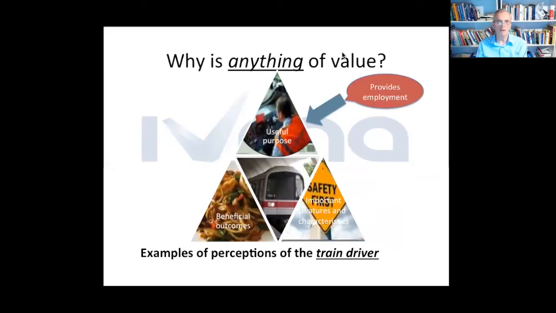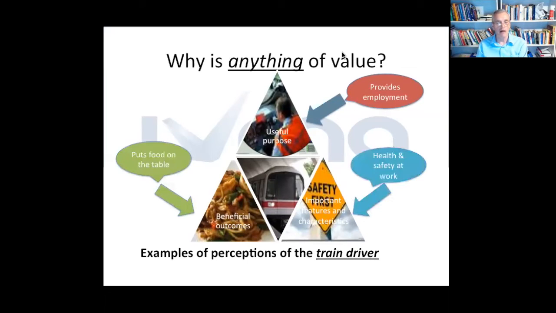The train driver isn't worried if it goes from A to B, Y to Z, he'll take the train anywhere. No, he or she is only concerned with the fact that it provides employment as a primary purpose. One of the benefits is that it puts food on the table. And one of the important features would be to do with health and safety at work. There would, of course, be lots more. We could create a whole list if we brought a stack of train drivers together. These are just examples. But here we can see a completely different set of value factors, even though the entity is the same.